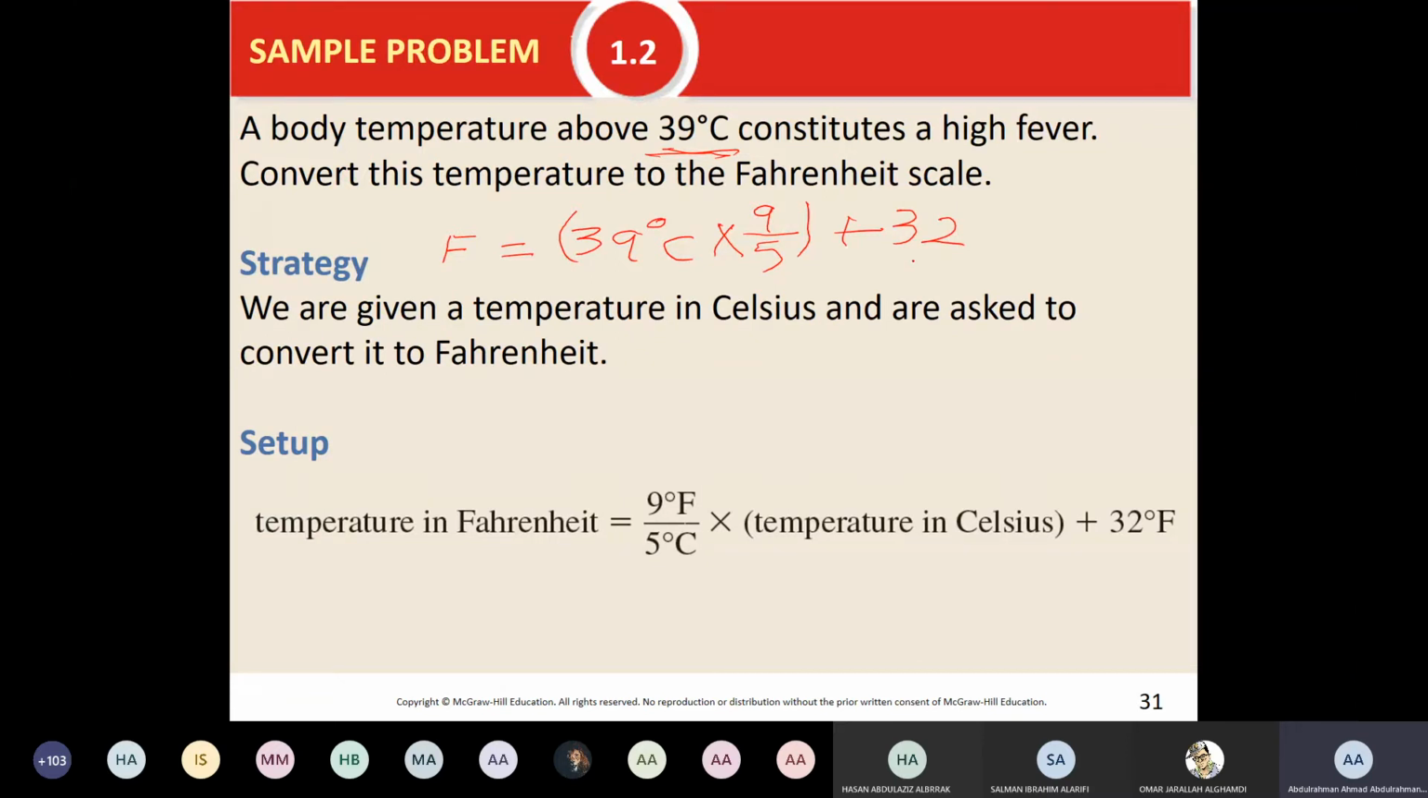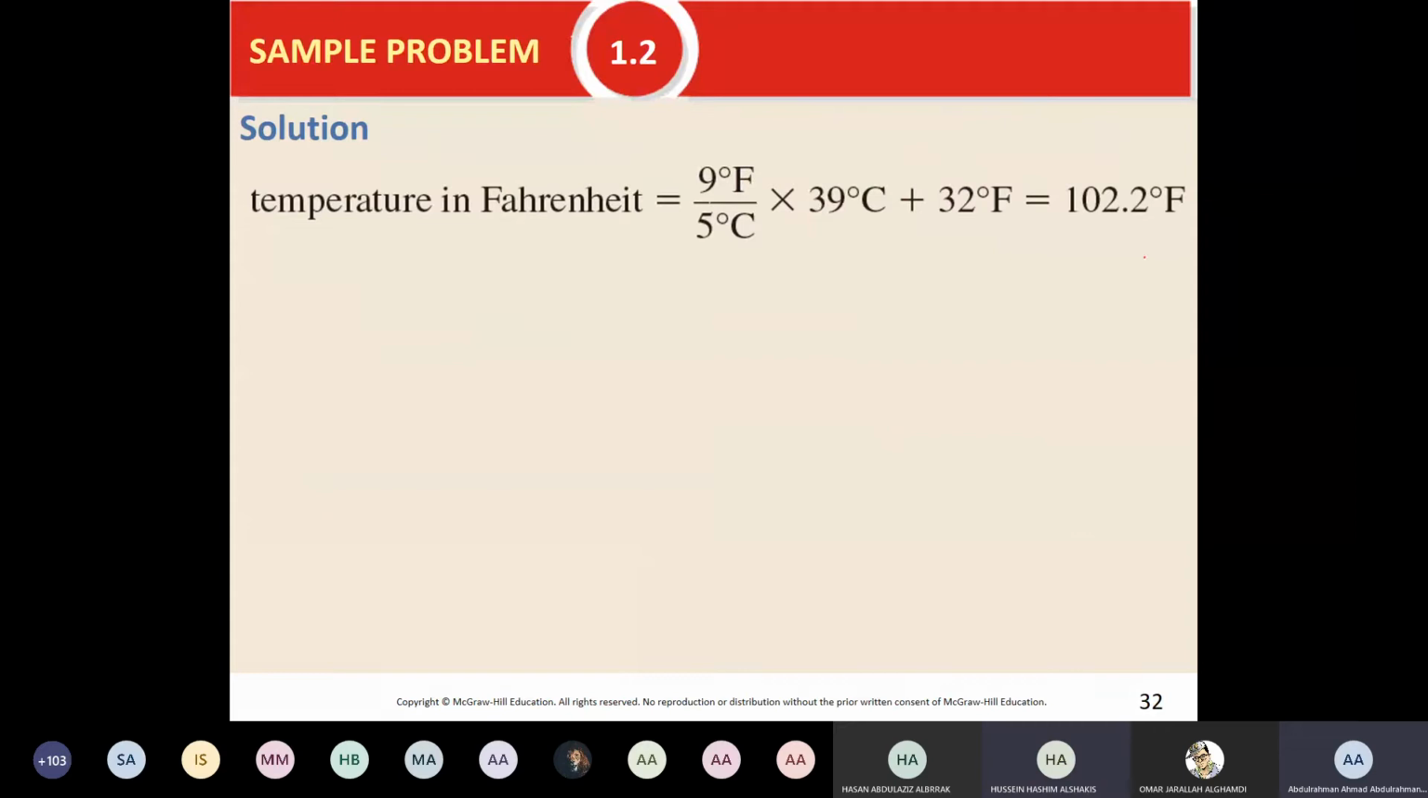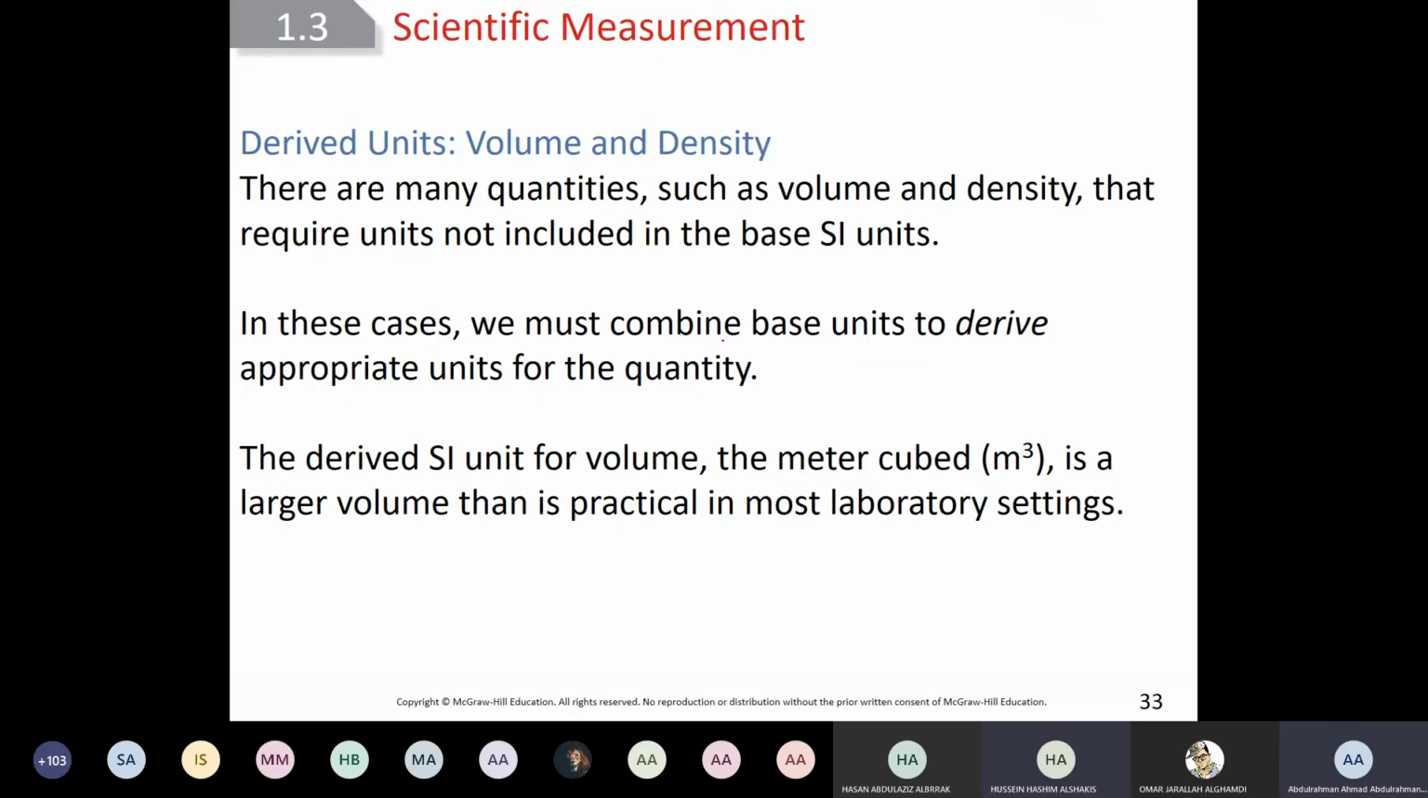By the way, always bring a calculator with you. I want you to do the calculation in class. Always bring it with you. Okay. 102.2. Exactly. Good. You know it now.